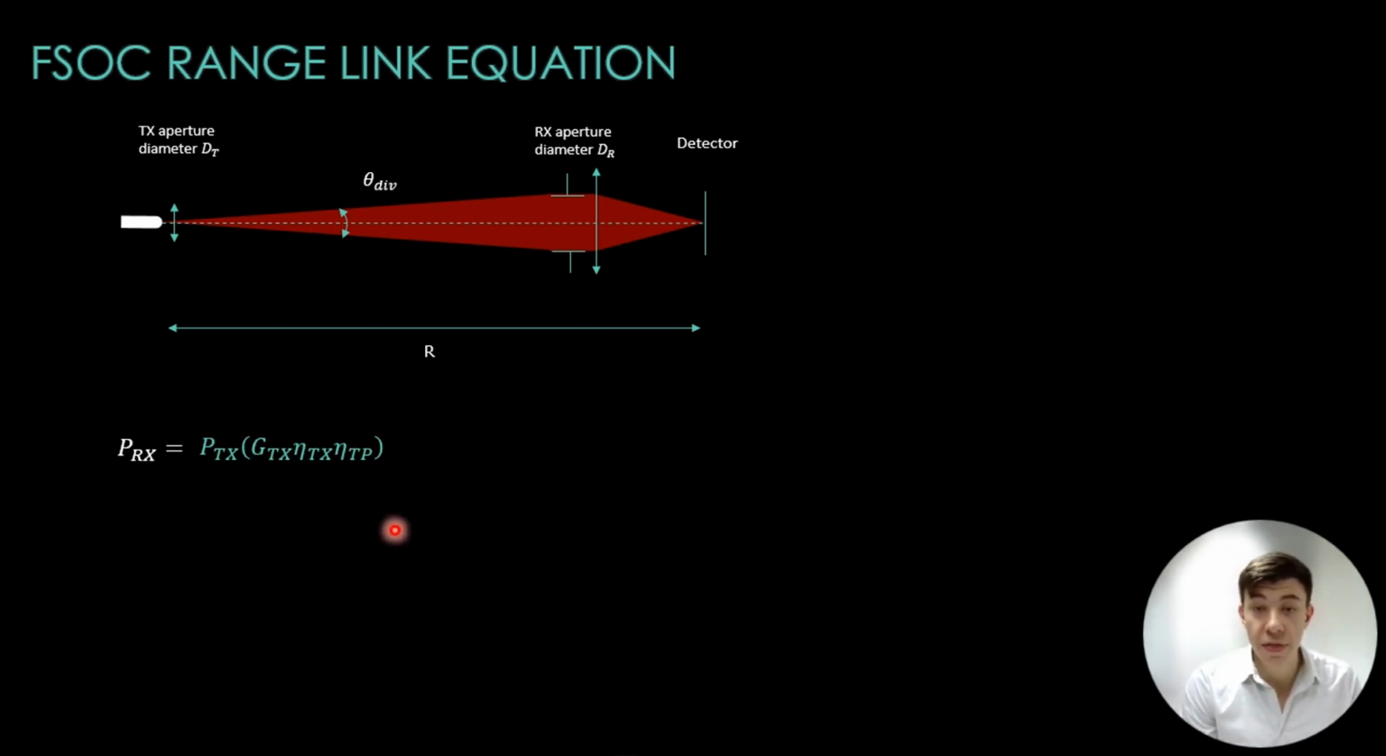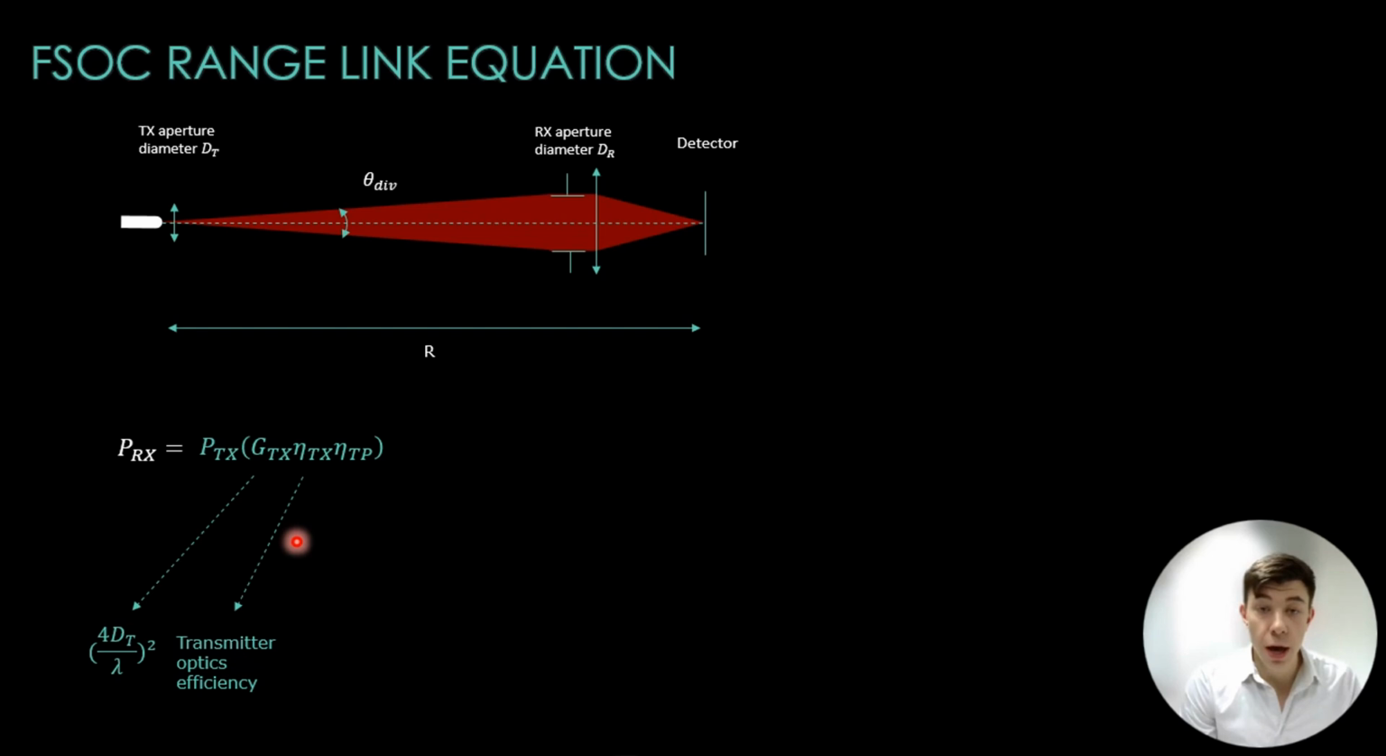Once again, the power of the laser beam leaving the transmitter. Higher power means a stronger signal, but also increased power consumption. Also we have optics efficiency: the efficiency of the transmitting and receiving optics, where losses can significantly reduce the signal. Transmitter gain: how well the transmitter focuses the beam. A tighter beam means more power reaches the receiver.